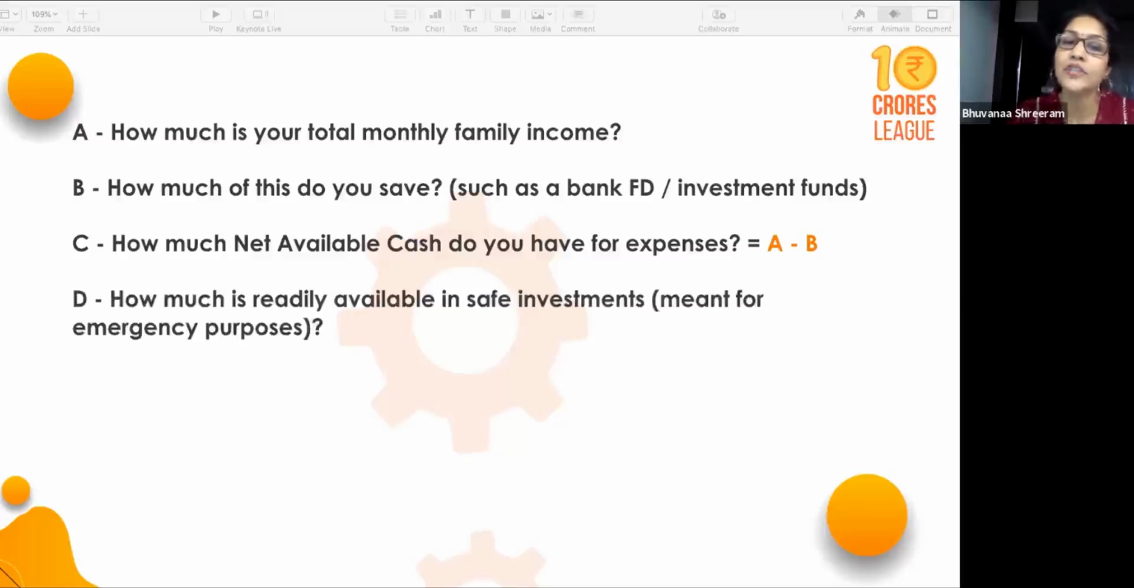Okay, now how much is readily available in safe investments meant for emergency purposes? You must have stashed some money away and kept it away, right? So some kind of a bank account or a money market fund or something where you can easily access that money. This is called the emergency money. How much is really available in safe investments for your household, for your family?